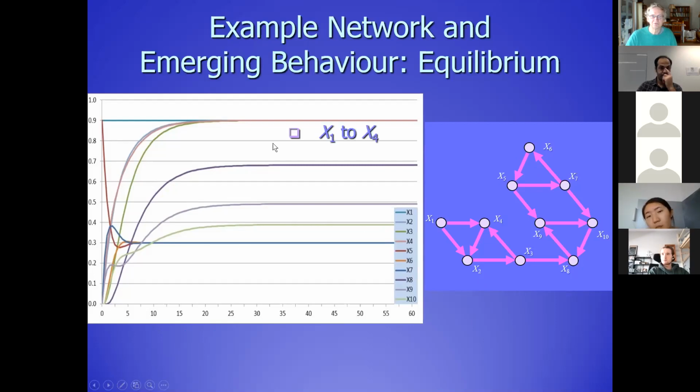So this is the x1 to x4 here coming together. This is the x5 to x7 coming together. And these are 8, 9, and 10 that just are different. So how does that relate to this network picture here, the connectivity?